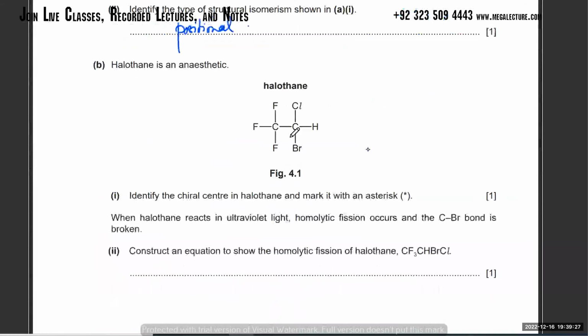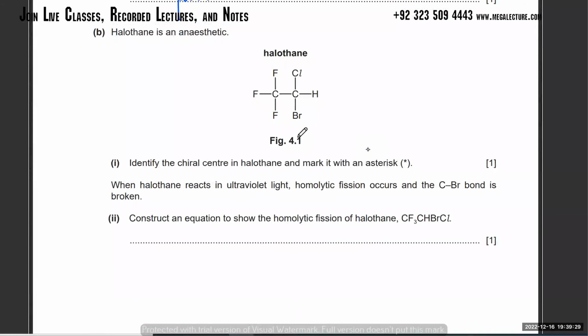There's an anaesthetic. Identify the chiral center in it. So which one is chiral? Left one or right one? Right, because this one is chiral, marked with a star.